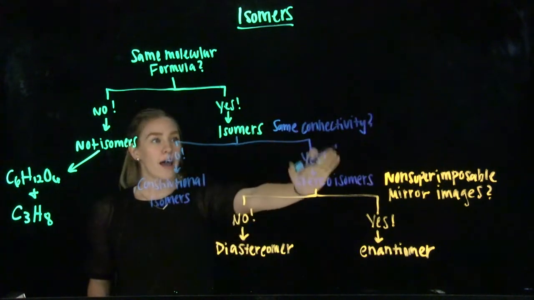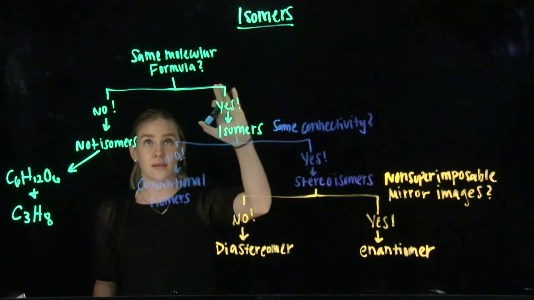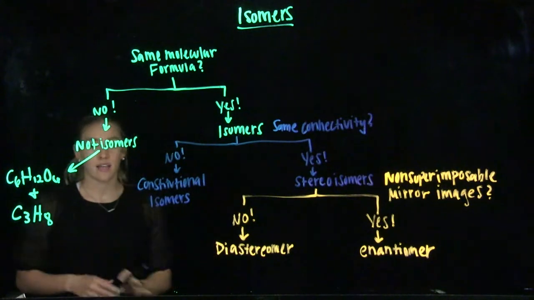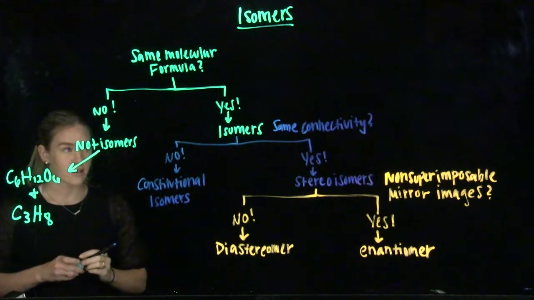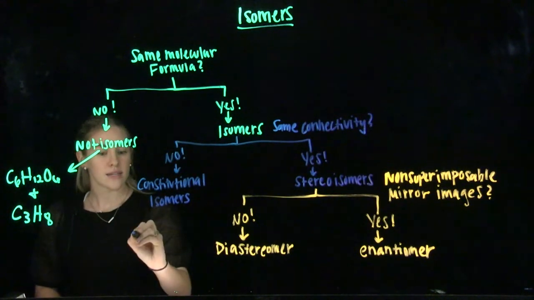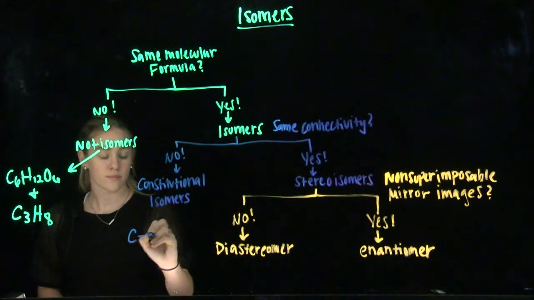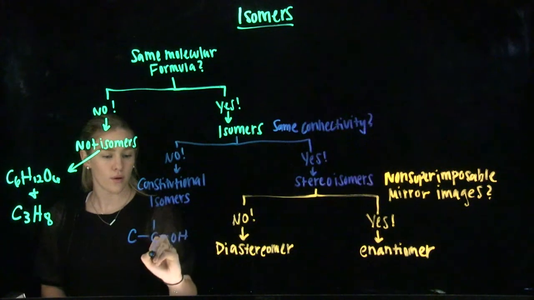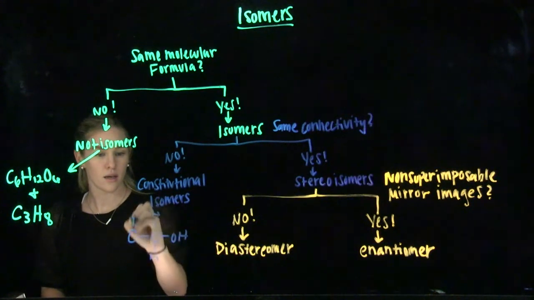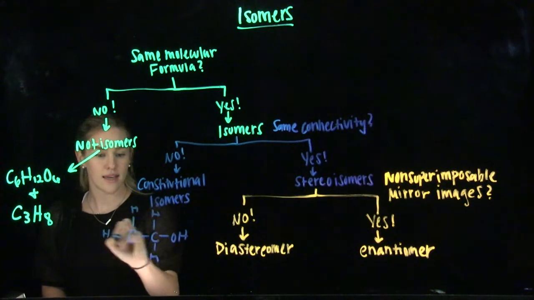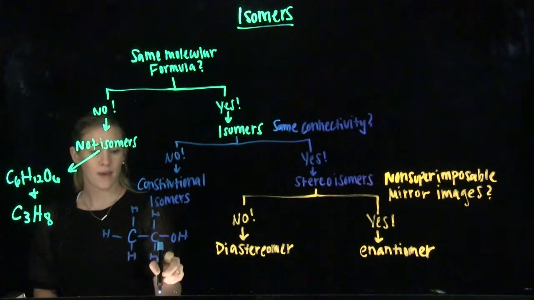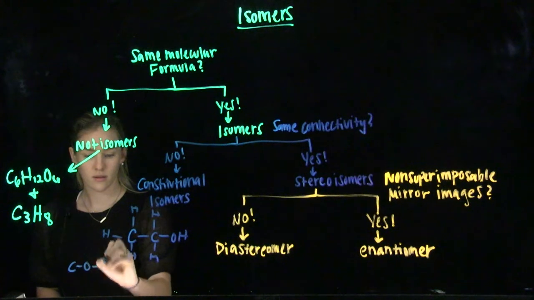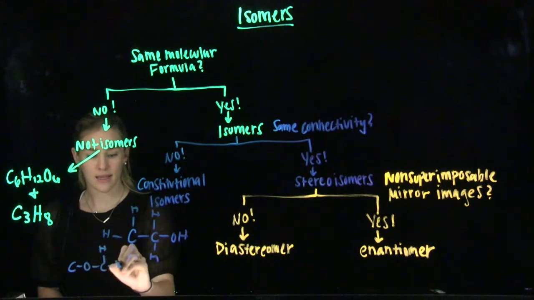So if they do not have the same connectivity, but they do have the same molecular formula, then they are constitutional isomers. And constitutional isomer is exactly what I just said. So an example of that would be something like this compared with something like this.